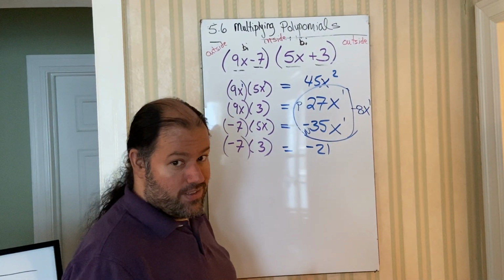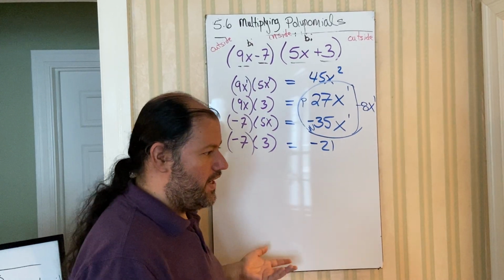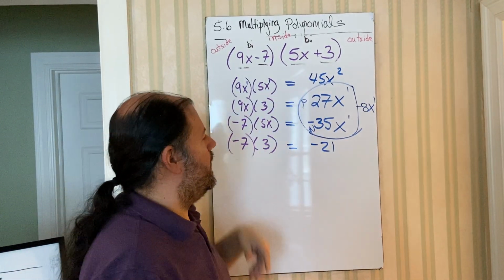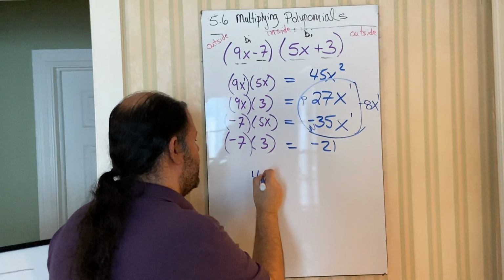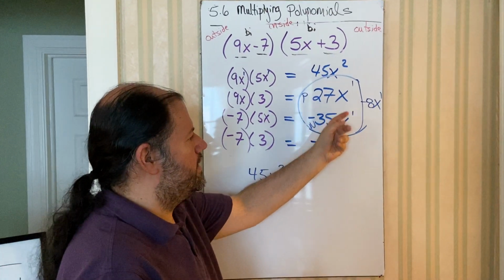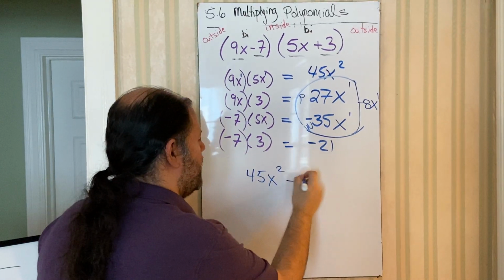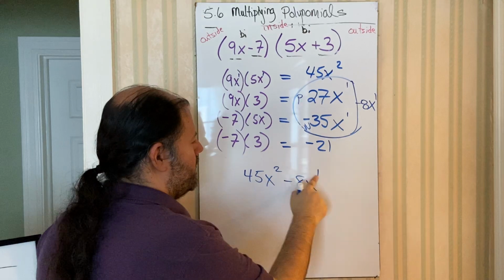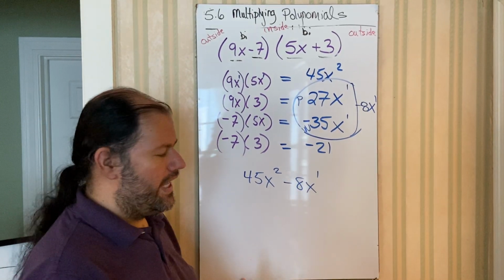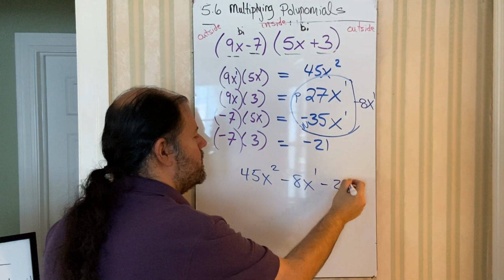Now that I collect my like terms, remember our final step is to arrange our final answer. Start with our highest degree, 45x squared. Remember, this and this now is this. So negative 8x to the first. See how it's going downhill? We didn't have two different letters, so this is the reason why this works. And then a minus 21.